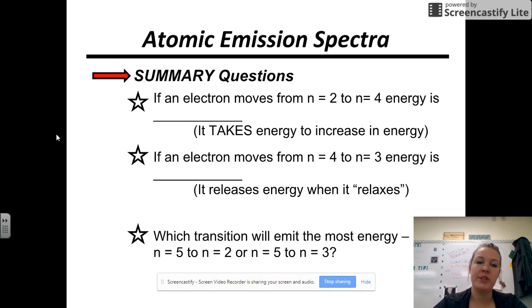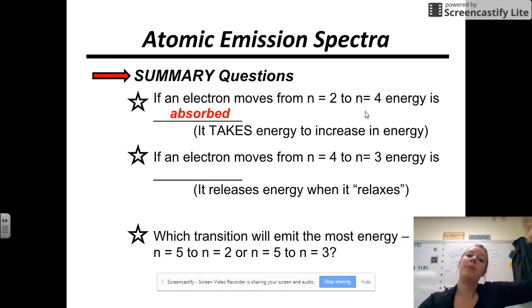So here are some summary questions. If an electron were to move from energy level 2 to energy level 4, we are putting energy into the atom because we have to move it up an energy level. So energy is absorbed. It takes energy to increase energy, because we increase from 2 to 4. If an electron moves from 4 to 3, energy will be emitted because that is when the electron relaxes.